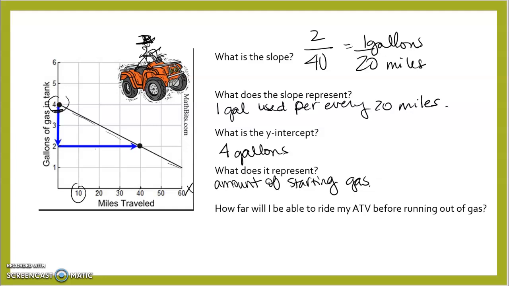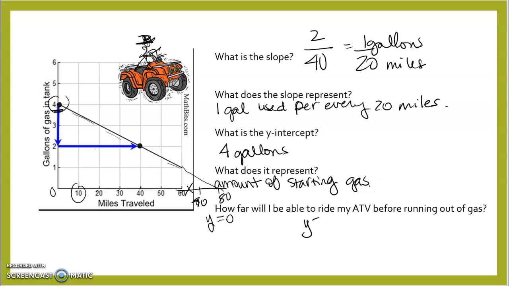So how far will I be able to ride my ATV before running out of gas? So when will our gas be at 0 is what it's asking. And so when will y equal 0? So let's write the equation of our line. We can kind of estimate, right? We can't see the graph, but it's probably going to be right about here, right? That it hits 0. So maybe that's about what? It's going by tens, right? 70 and 80. So maybe it's about 80 miles, but let's figure out the exact mileage.